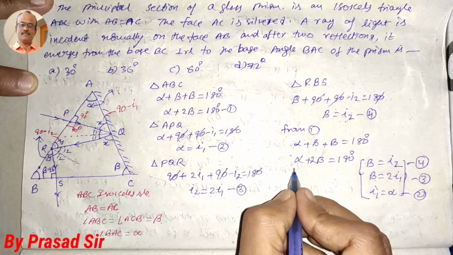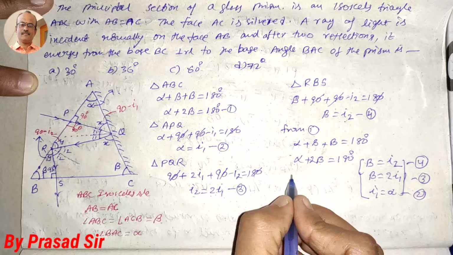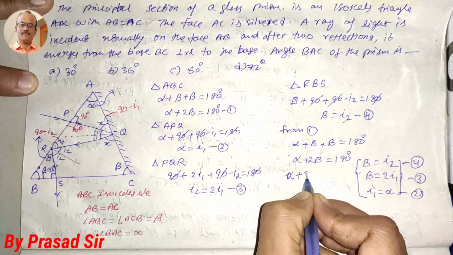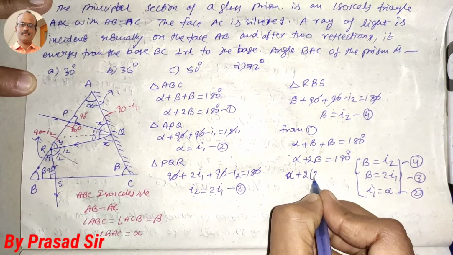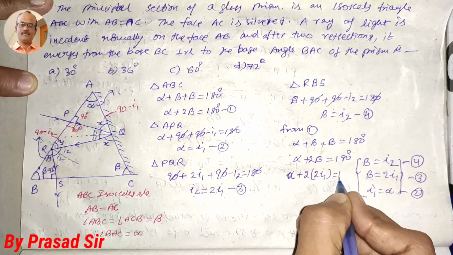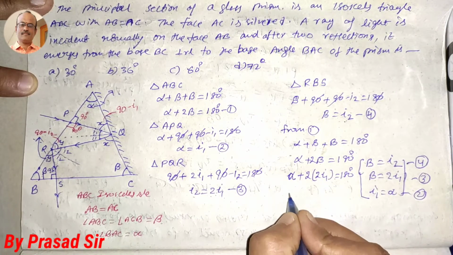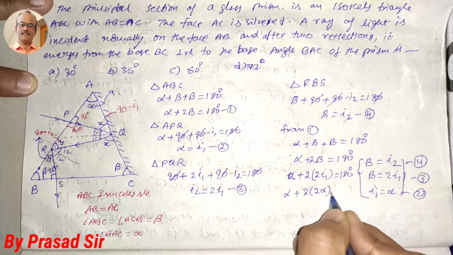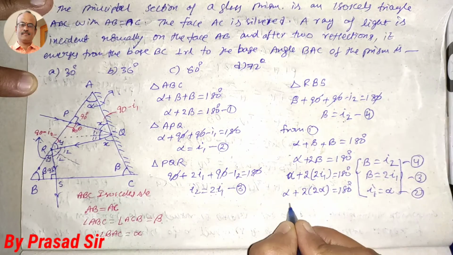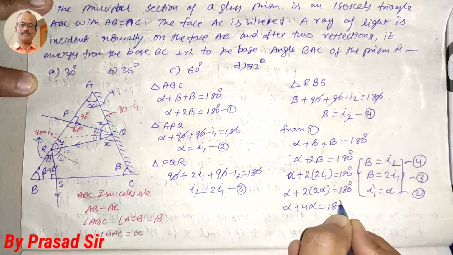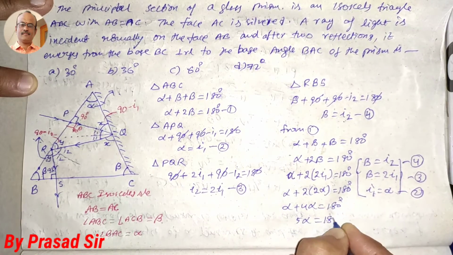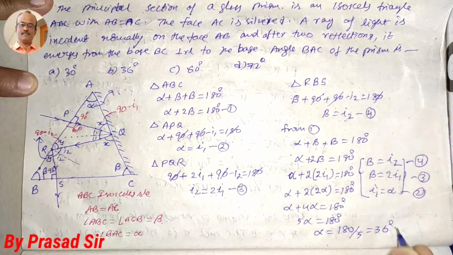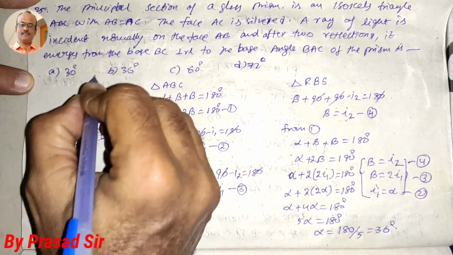So that means what happens here? Here we will write alpha plus 2 into beta, with beta equal to 2I1. So that means alpha plus 2 times 2 into I1 is equal to 180 degrees, and I1 is equal to alpha. Alpha plus 4 alpha is equal to 180 degrees, 5 alpha is equal to 180 degrees, and alpha is equal to 180 by 5, which is 36 degrees. So which option is correct here? Option B is correct.